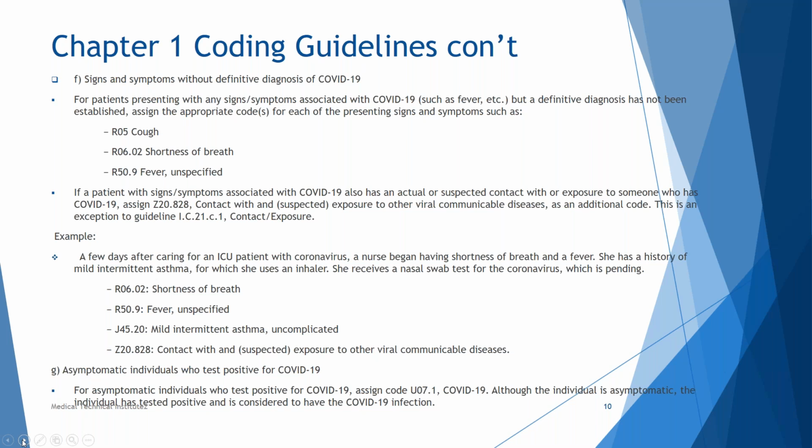Asymptomatic individuals who test positive for COVID, we are basically assigning the U07.1. Now, the individual could definitely be asymptomatic and they can test positive and be considered to have the infection. However, now that you know, even though they don't have any symptoms, if they have to come back to the hospital for this, you have your definitive diagnosis. Okay, this is if they come back because they're starting to have symptoms and they're getting worse.